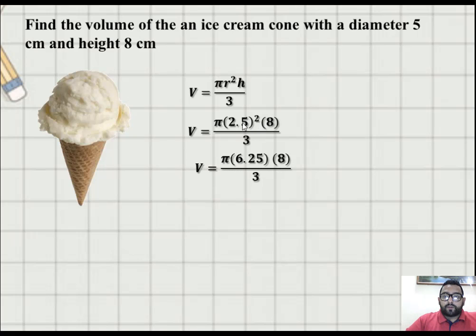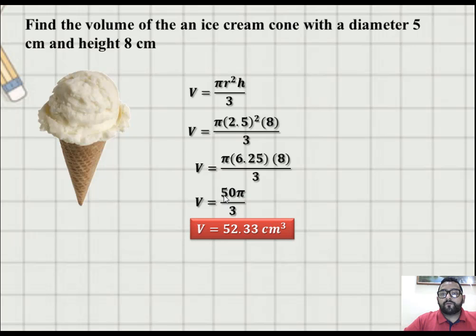Then when you find this value, 2.5 to the second is 6.25, and when you multiply 6.25 times 8, you have 50. We copy the pi and we have over 3. Then you can multiply 50 times 3.14, and you divide the answer by 3, and you're going to have an approximated volume of 52.33.